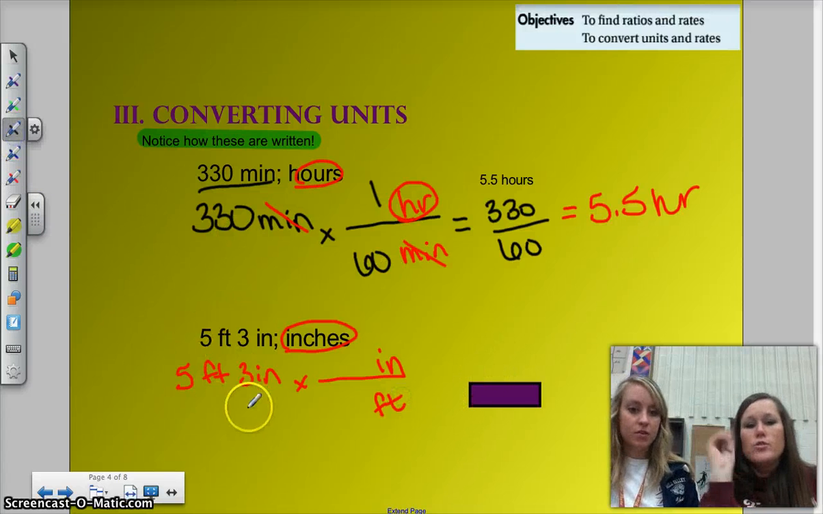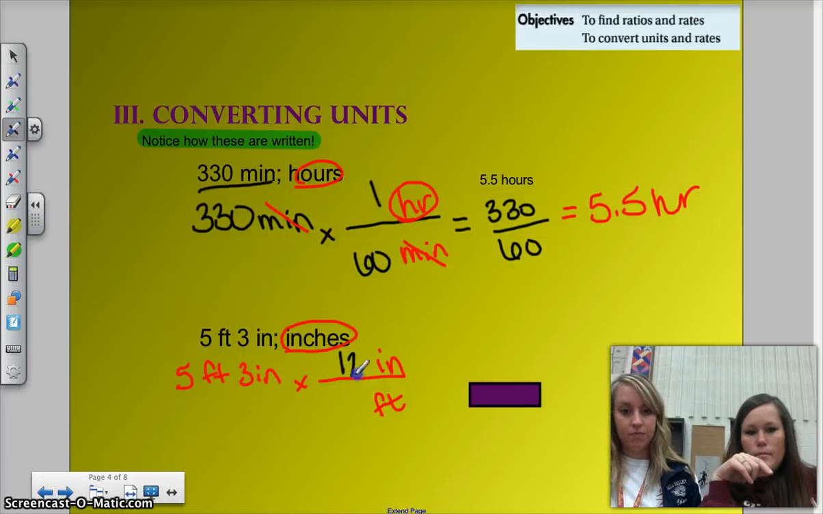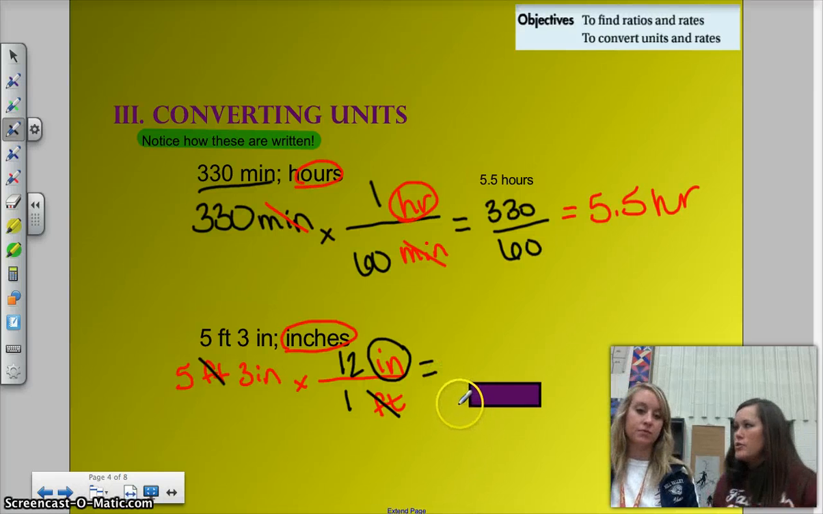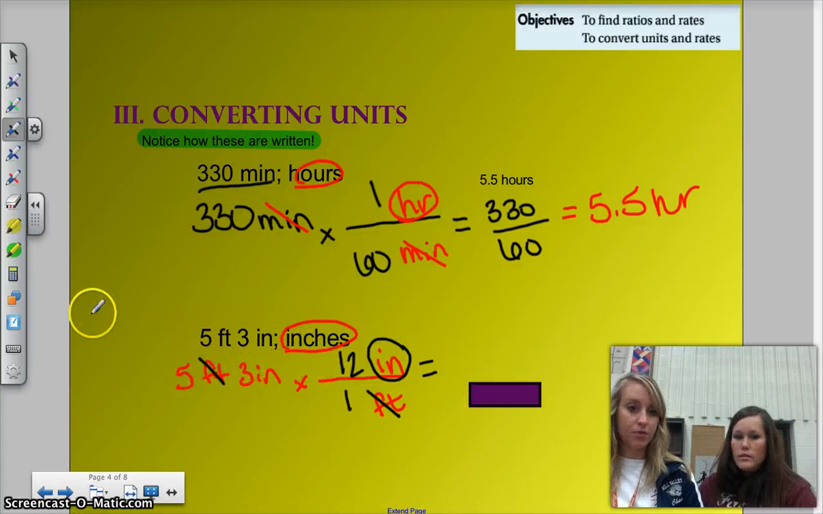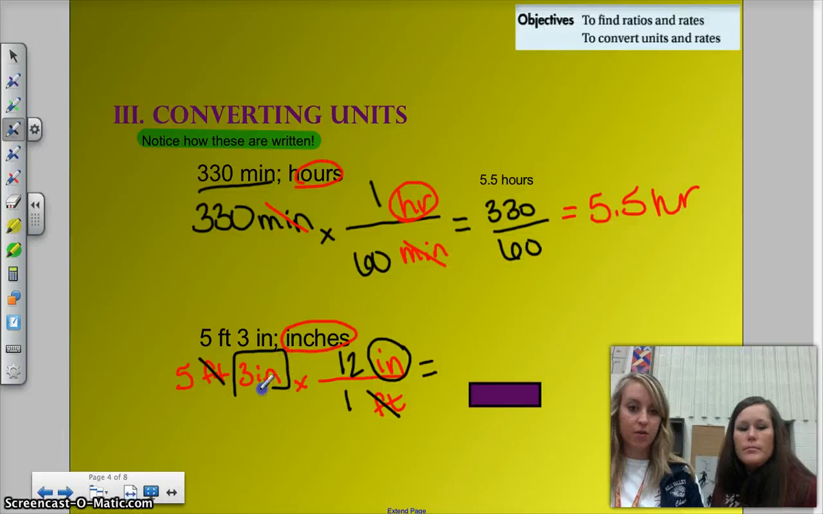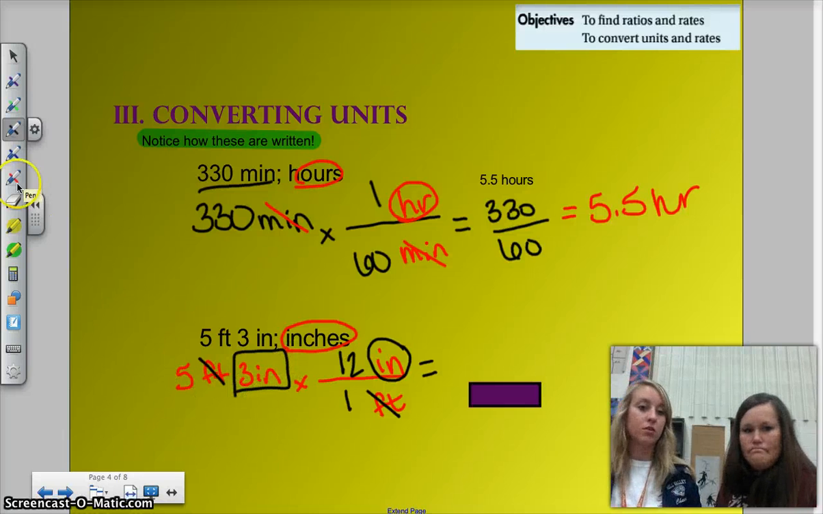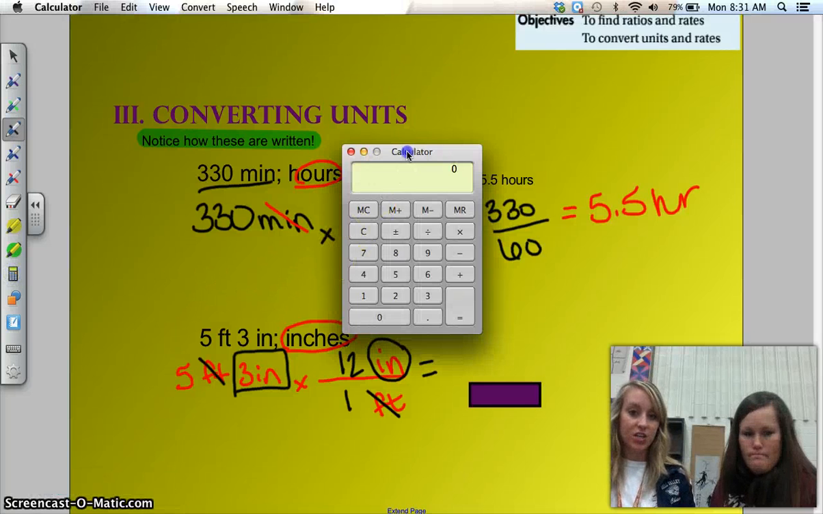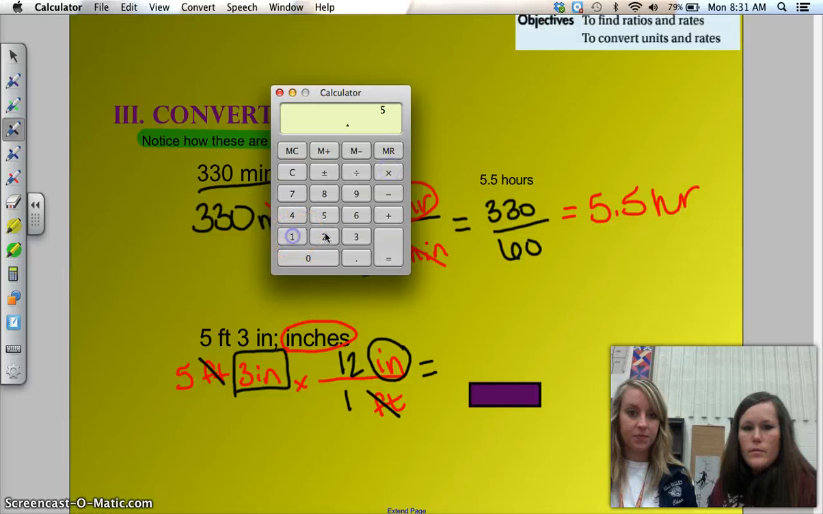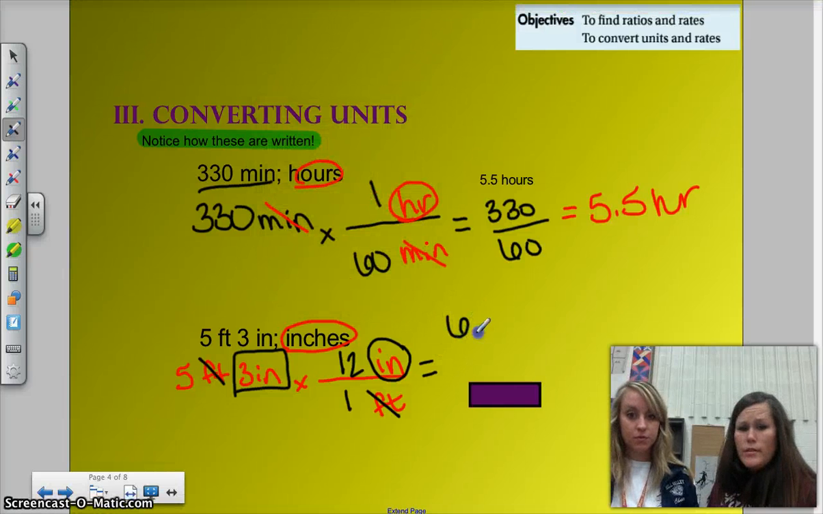Okay, so there's 12 inches in 1 foot. We're going to cancel out the feet, and we're left with inches. Now I know that 5 feet 3 inches is 5 feet plus 3 inches. So I'm going to multiply only the 5 feet, 5 times 12. We're just converting that feet into inches. So 60 plus my 3 that I had originally, 63 inches.